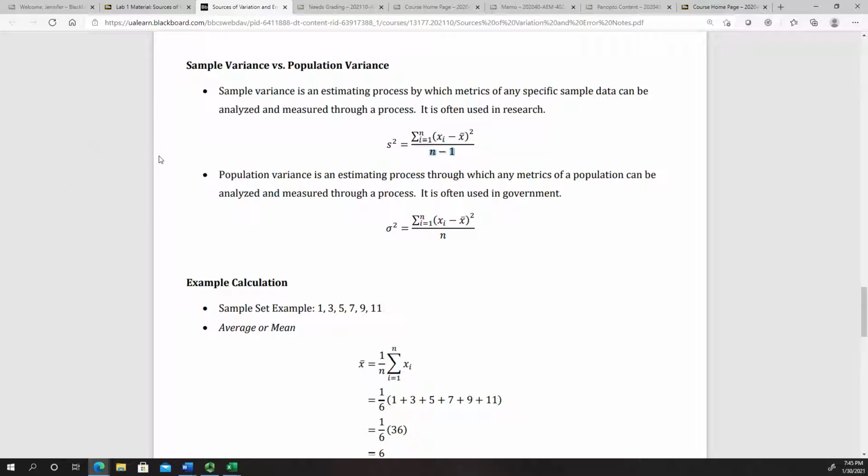The sample version of this is often used in research because we're not looking at an entire population set, and a population set is a lot of times used in government.